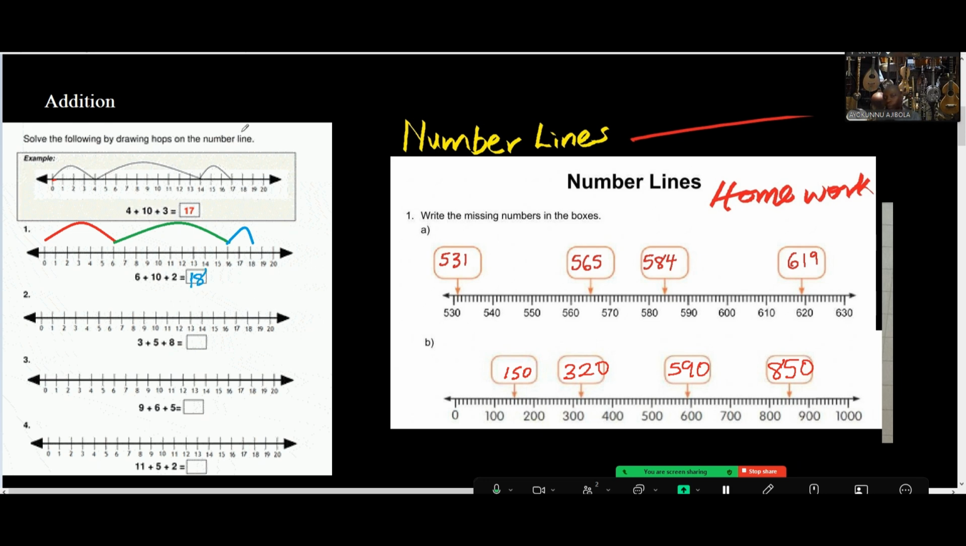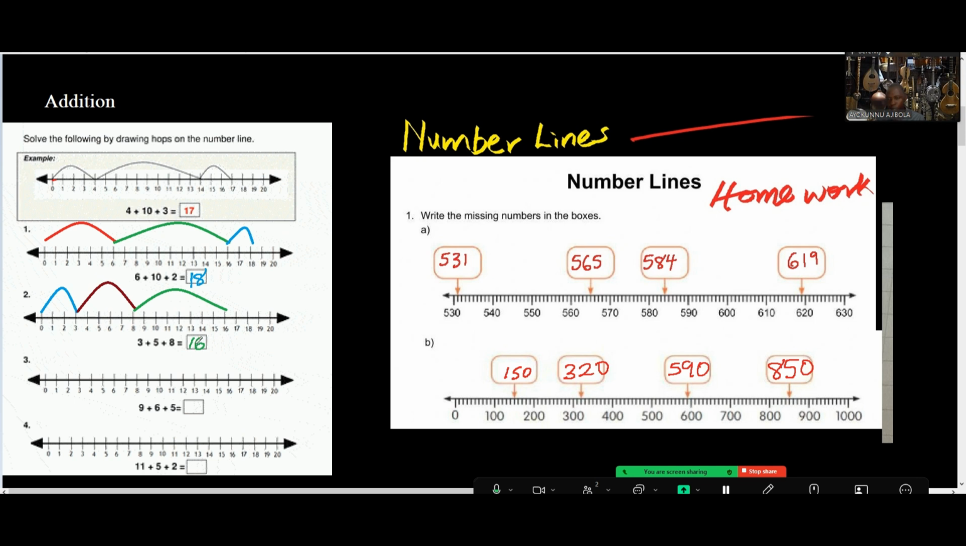So the next one, 3 and 5 and 8. We're going to use the same method. This is 3, and this is going to be 5. So you can use the column. So 1, 2, 3, 4, 5. Then the next one is going to be 8. 1, 2, 3, 4, 5, 6, 7, 8. So this landed on 16, okay?